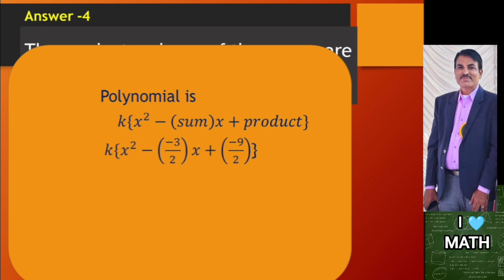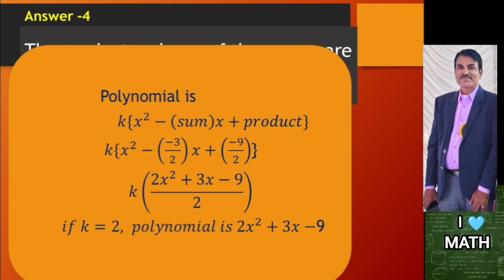We can simplify by taking LCM, and for different values of k we will get different polynomials. So it's better to take a multiple of 2. I am taking k equal to 2. If k equal to 2, then the polynomial is 2x square plus 3x minus 9. So the correct answer is bit number A. Please read the question carefully.